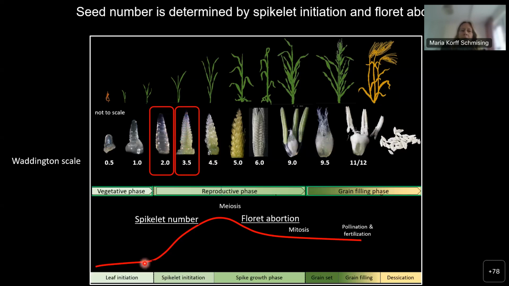So here spikelets start to be induced, and they are being induced until around stage 4.5 to 5 or 5.5, when then not all of these spikelets form a floret and a grain, but there is a process called floret abortion that kicks in, and that varies depending on the genotype and the environment.